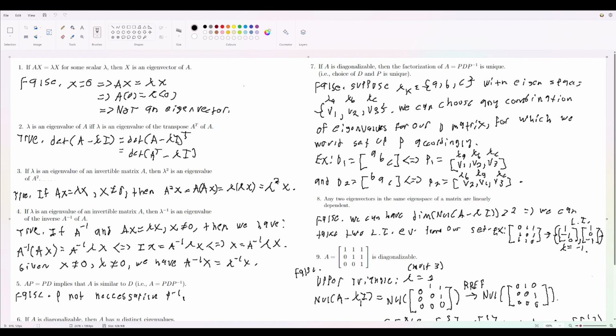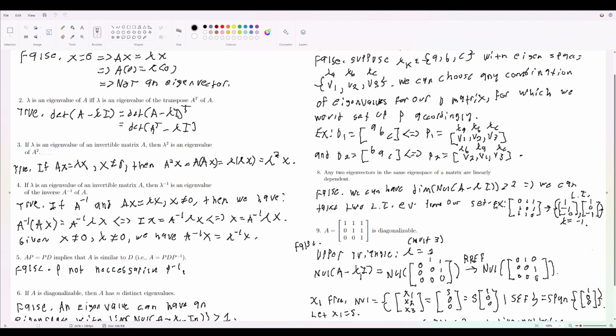We see that that fails because if x is equal to 0, this entire expression over here will go to 0 as well, which is not an eigenvector, so it'll fail by that.